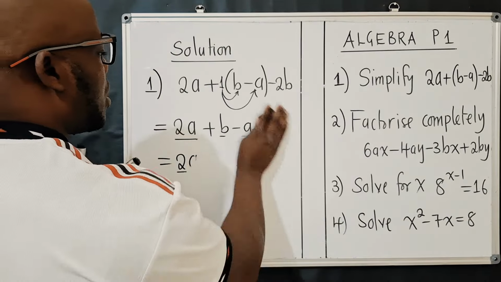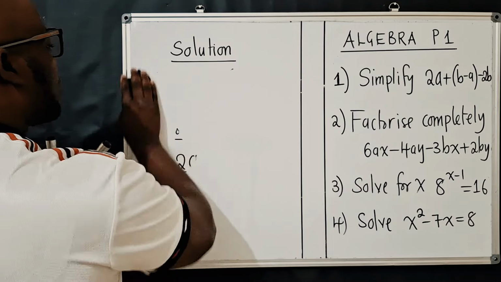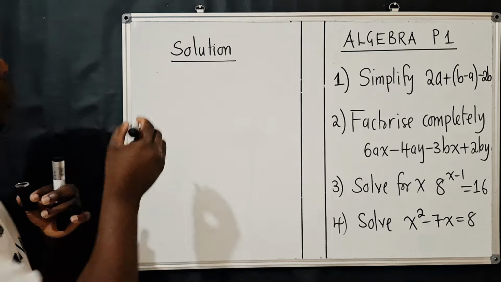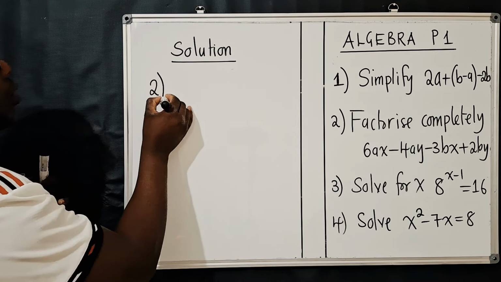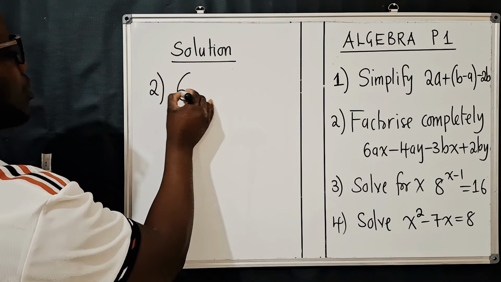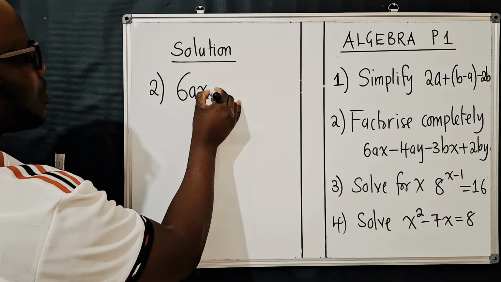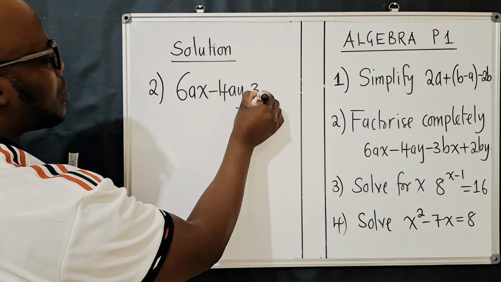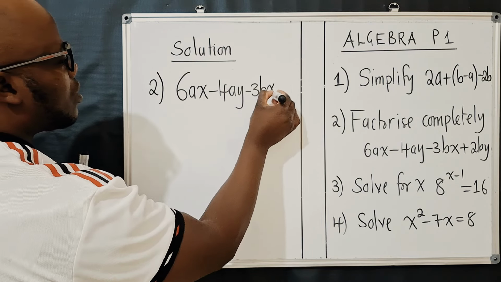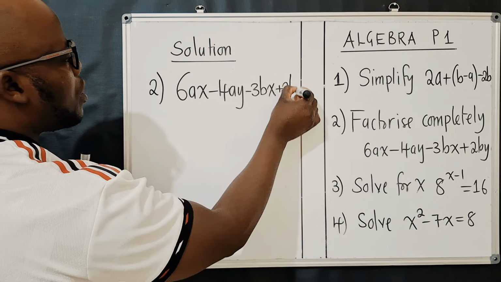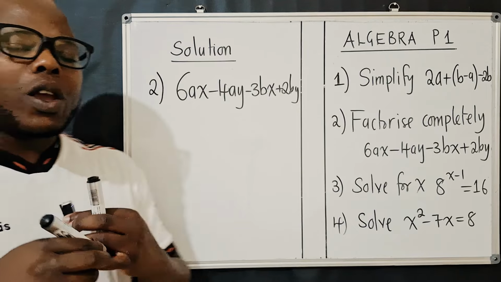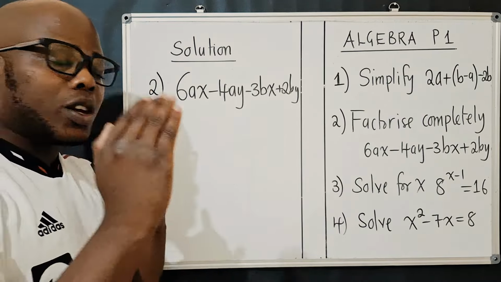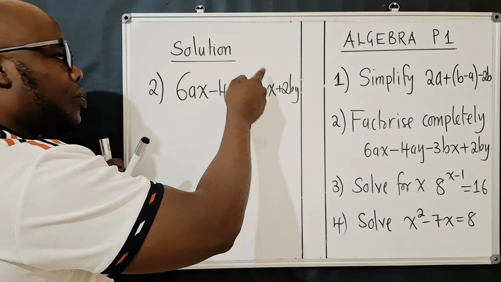So here we clean up the board as usual. Now for question number 2, they're saying we factorize 6ax minus 4ay minus 3bx plus 2by. So in paper 1, the moment you see 4 terms, so let's count together. This is 1, 2, 3, 4.